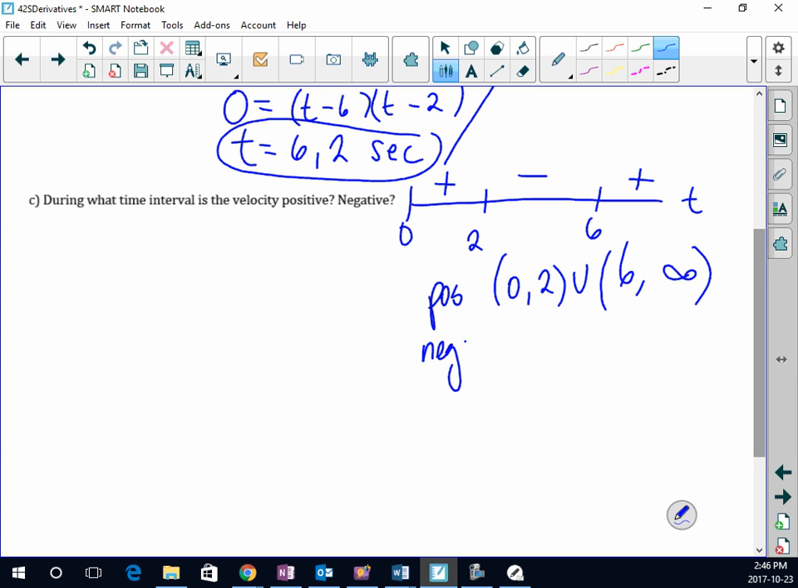Okay, negative. What about negative? 2 to 6.